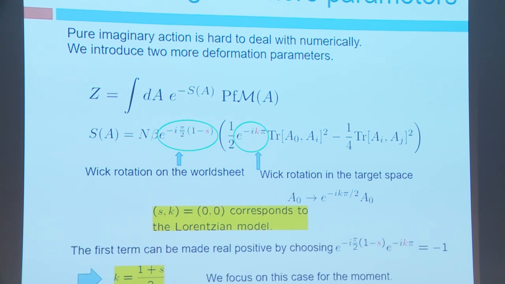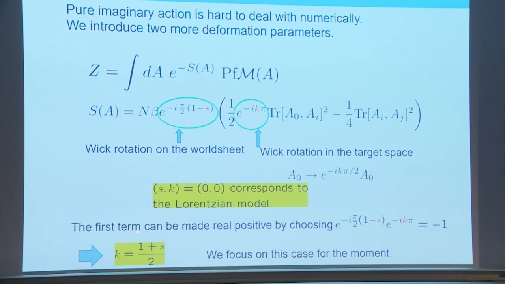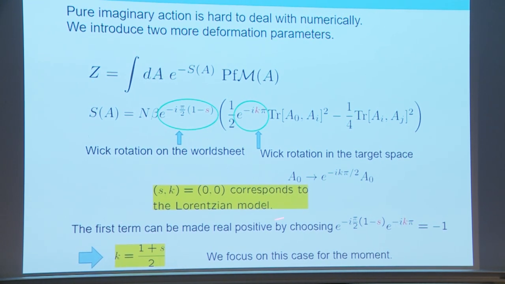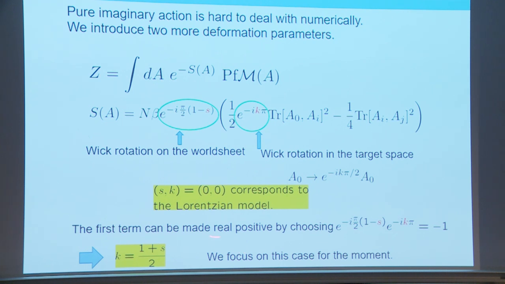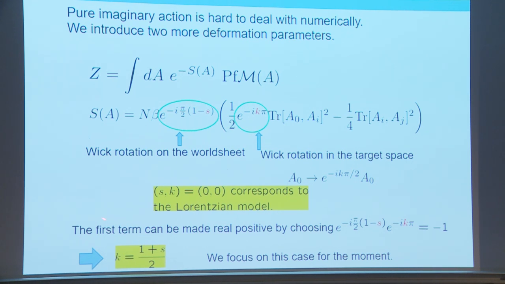Actually, the first term, which has this factor, can be made real positive by choosing this factor equal to minus one, which means that k equals one plus s over two. So we focus on this case for the moment, for simplicity.